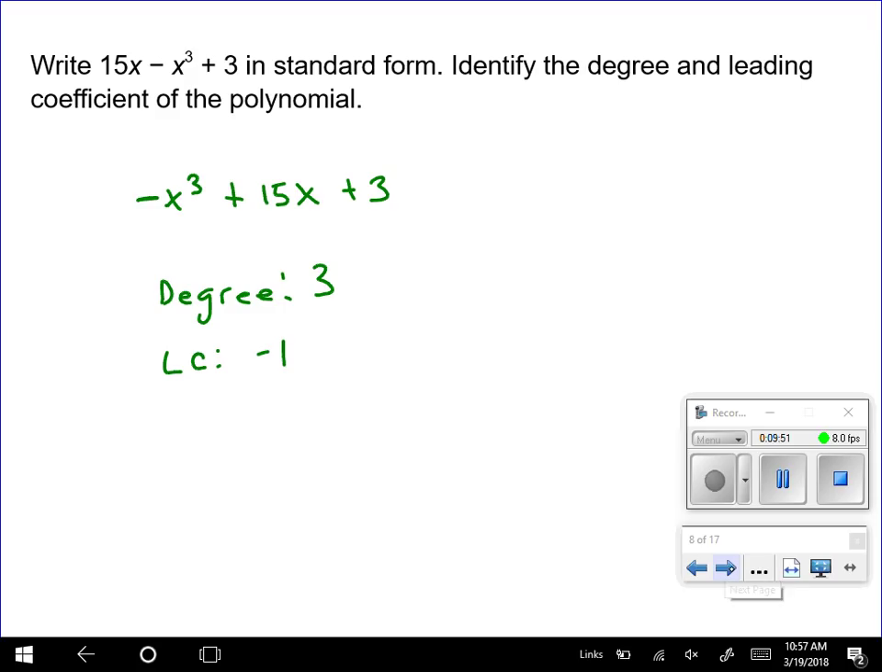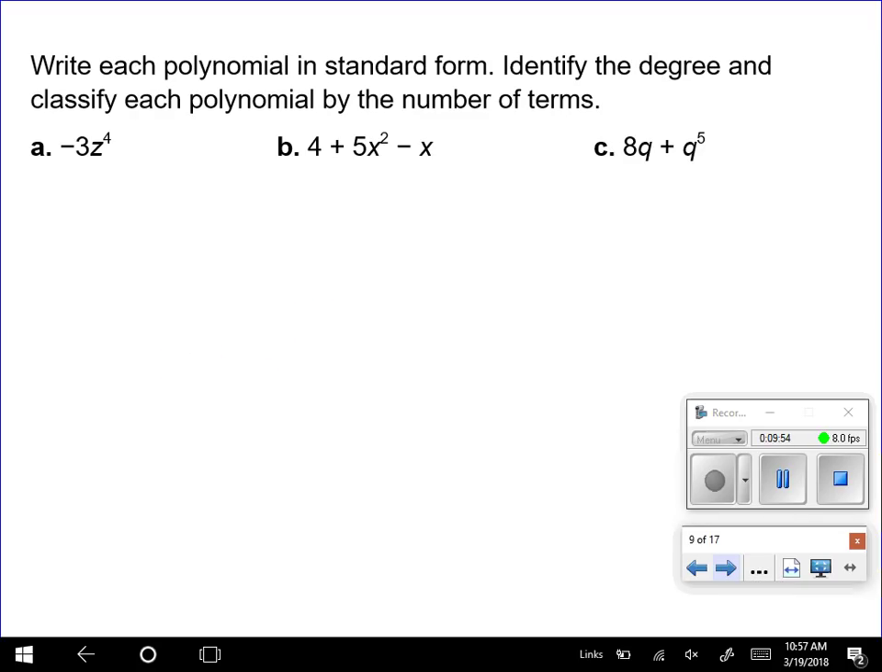Okay, let's keep moving because we still have a little bit to go. It says write each polynomial in standard form, identify the degree, and classify each polynomial by the number of terms. In this case, there's really not a lot we can do. It's a monomial, so it stays the same to stay in standard form. Our degree is 4, and our leading coefficient, I guess it didn't ask for that. It just asked us to classify it by its number of terms. In this case, we only have one term, so this would be a monomial.